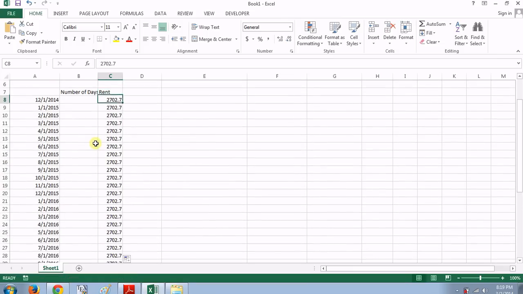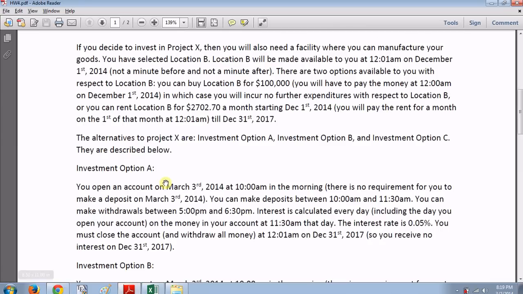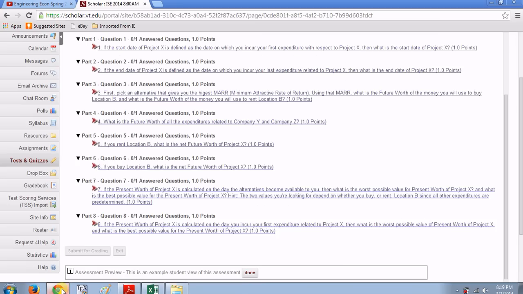All right. Now here's the fun part. Let me put it more neatly. Now, if you choose not to pay the rent, and let's say, no, that's not a good way to explain it. What is the question? Let me go back to the question. I'll start from there. Okay, what is the future worth of the money you will use to rent location B?